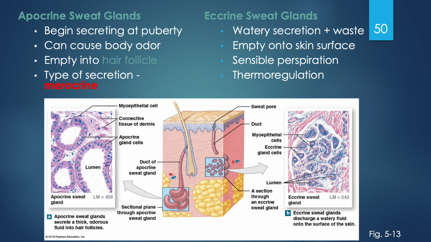There are also eccrine sweat glands, and these secrete something different. So they secrete just mostly water and just some waste from the glands. So they're really innocuous for the most part. They empty their product directly onto the skin surface, and this is what creates sensible perspiration, meaning sweat that you can feel. So you go to the gym, you get sweaty, it is your eccrine sweat glands that are producing that sweat. And it also has a very important role in thermal regulation to help us cool down.